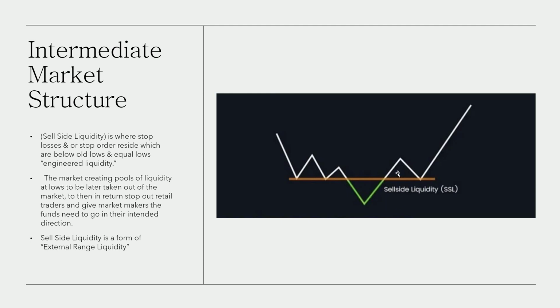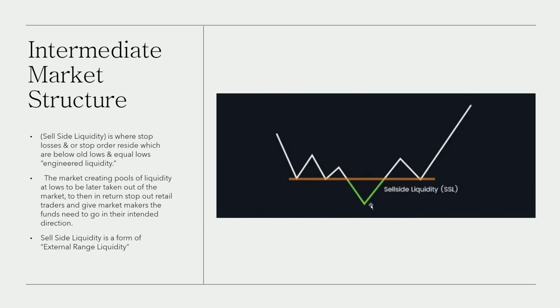Same as the buy-side liquidity, sell-side liquidity has engineered liquidity, just at the lows. Market makers see this as an opportunity to stop out people who have their stop losses and stop orders here. So they're stopping people who were going long, and people who just went short there. And then it gives more liquid funds for market makers to use to push higher for higher prices.